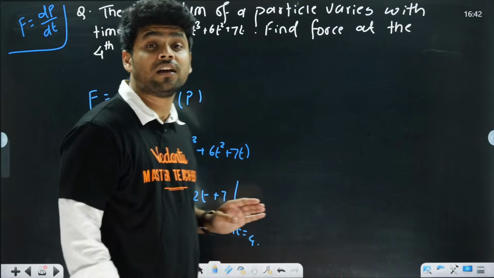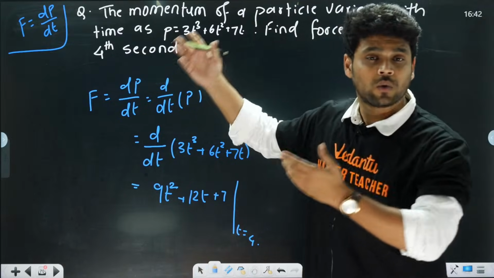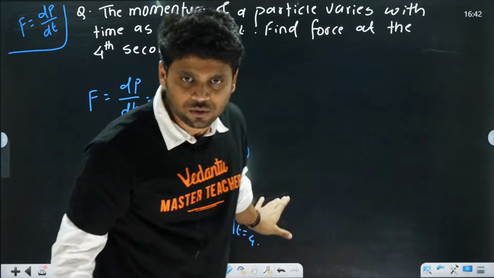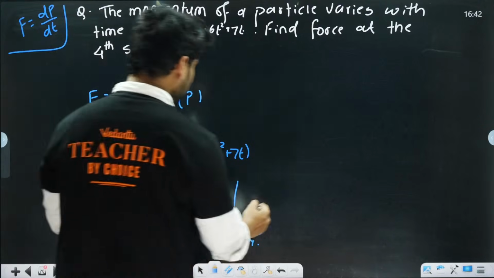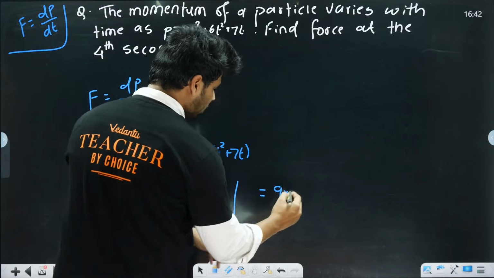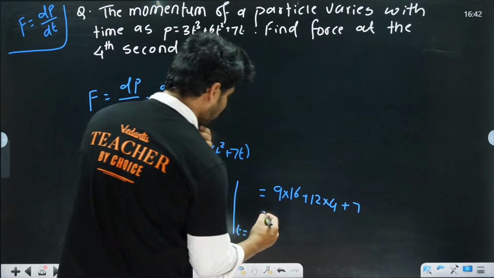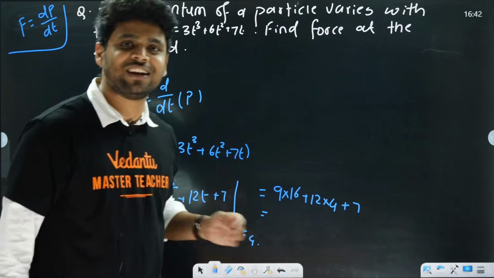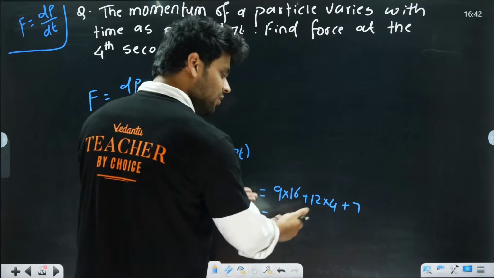Listen to me, everyone. Every type of question I'm solving here could be asked as a proper MCQ in your examination, so don't take it lightly. Substitute the values: 9 into t squared, that is 4 squared is 16, plus 12 into 4 plus 7. What is 9 into 16? 144. You must remember tables. If you don't know tables, you'll be gone.